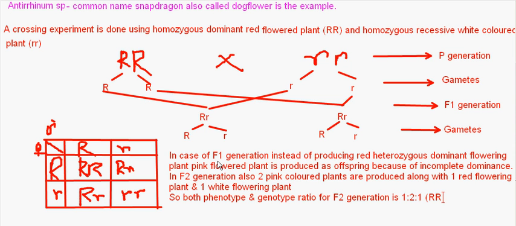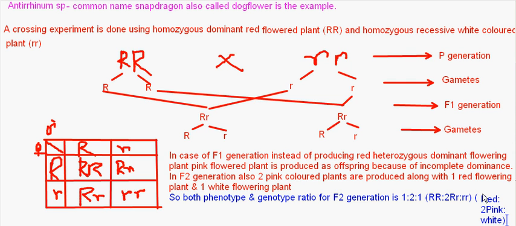So again, another bracket you can write. Red is to 2 pink is to white flowering plants. So this is due to incomplete dominance. Because of incomplete dominance in both F1 and F2 generation, instead of producing a red flowering plant, a pink flowering plant is produced.